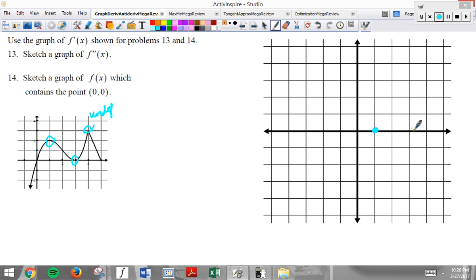X equals 3. Slope of F prime. Slope of F prime is positive, negative, positive. Okay. Positive, negative, positive. Okay. What's happening at 3? No, what's happening at 4 is the question.